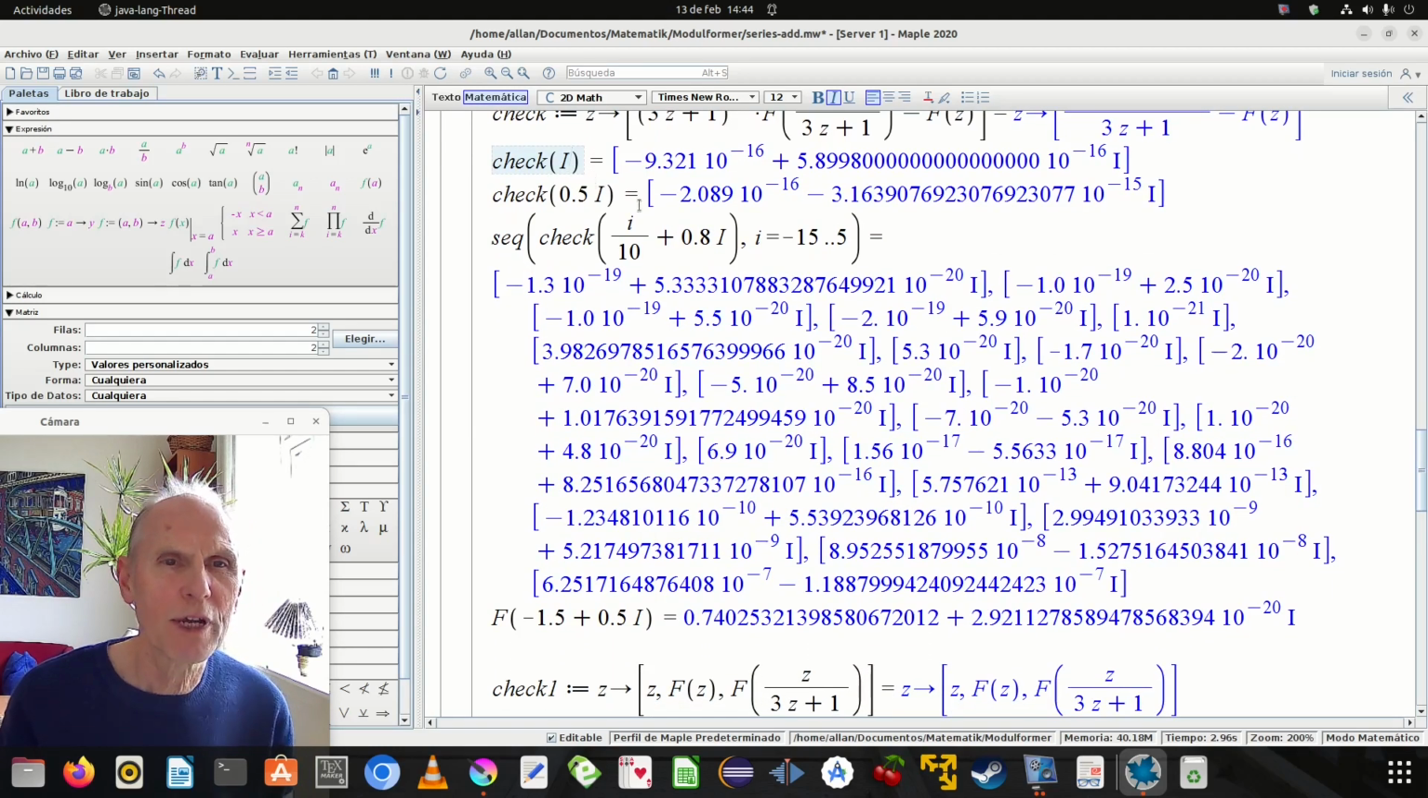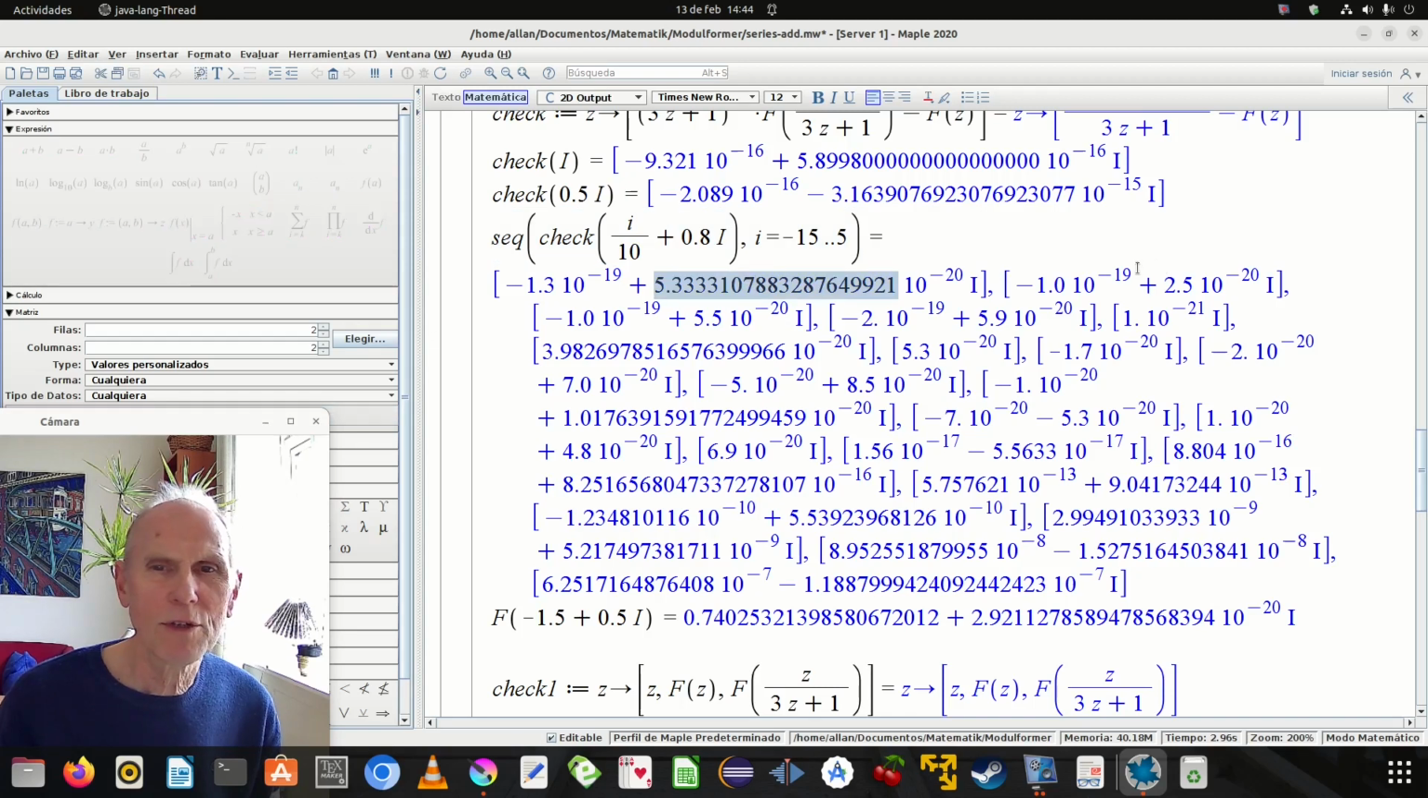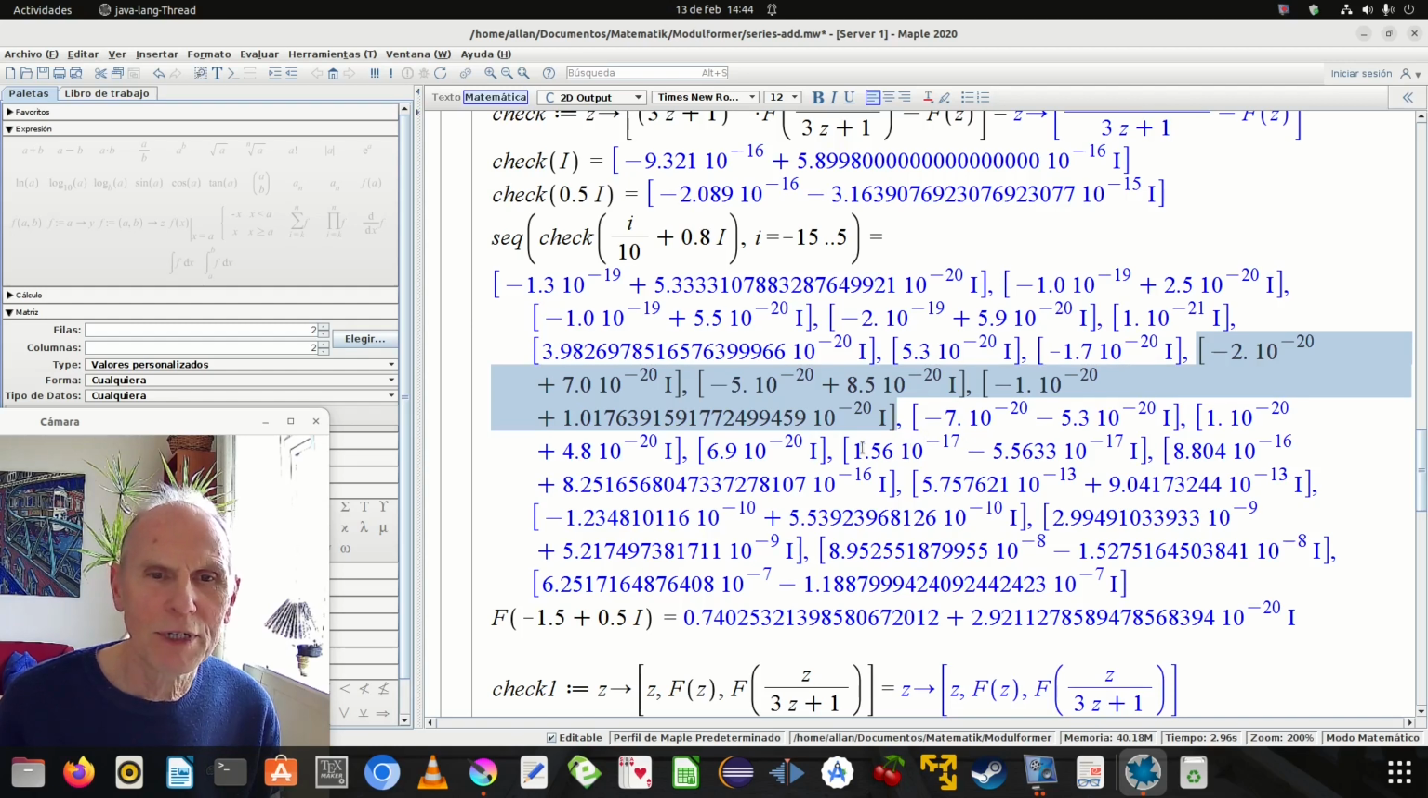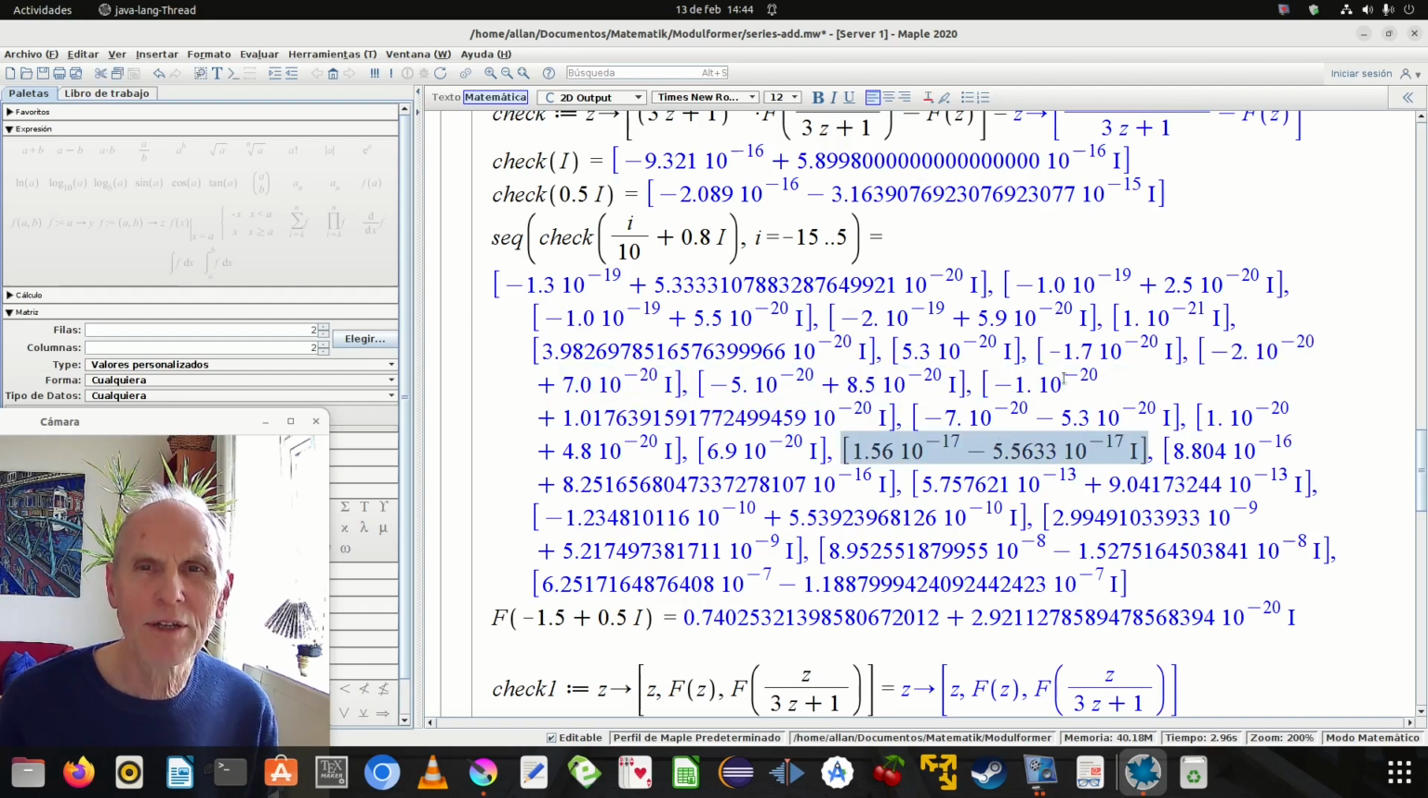But then we check all with imaginary part 0.8 from minus 1.5 to 0.5. We divide the counter by 10 here. And this agrees fairly well in the beginning. That's fine. Excellent. We're doing well. But then it starts becoming, well, directly significant here.